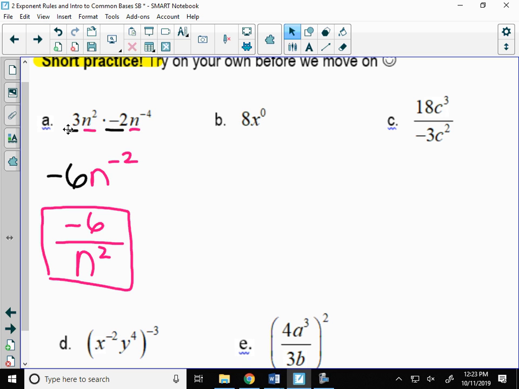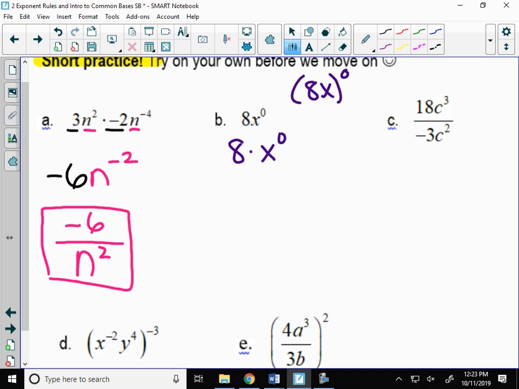All right, the next one here. Be careful. This is 8 times x to the 0, not 8x to the 0. So what's x to the 0? 1, and what's 8 times 1? 8. That is different than if I had the whole quantity 8x to the 0. The answer is not 1 there.